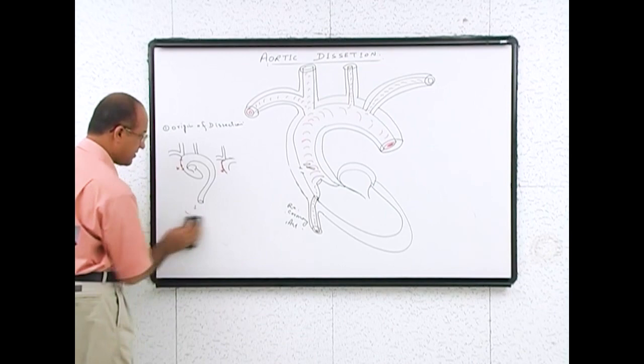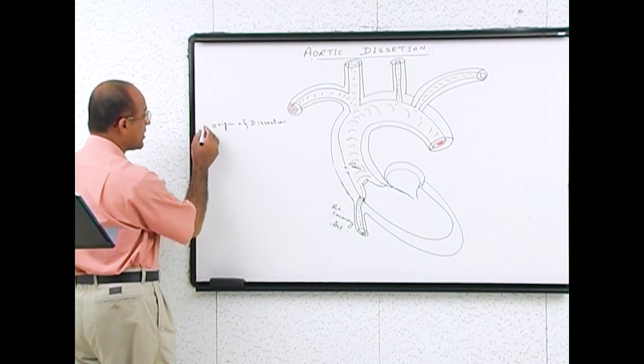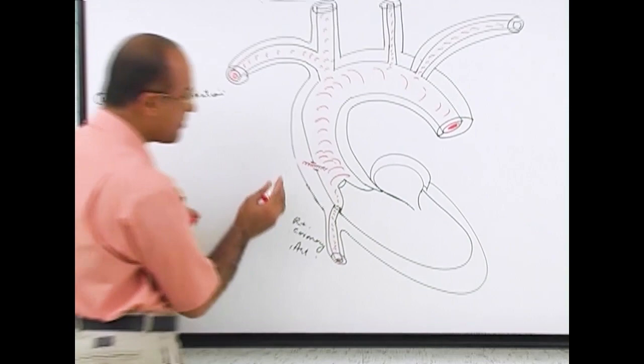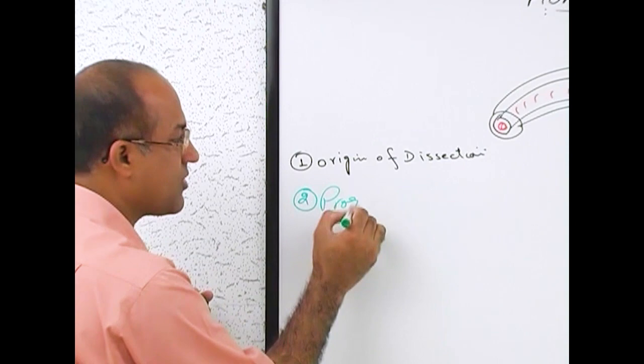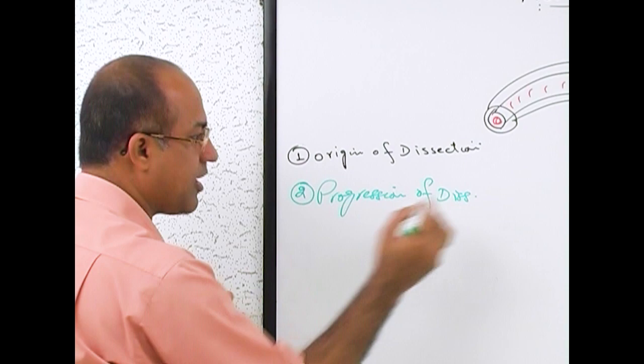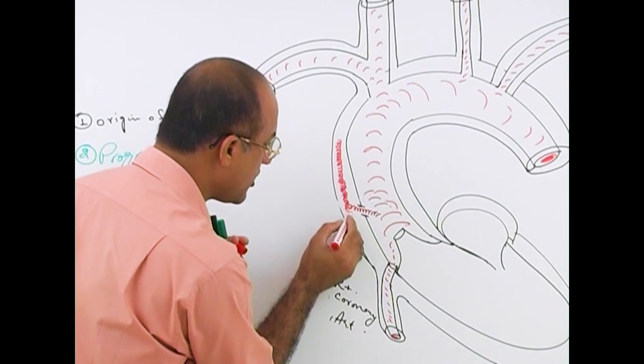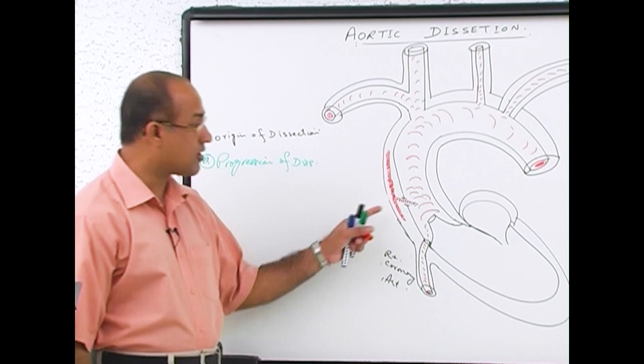Now, if it is clear, let's go into detail of the dissection process. I told you what the origin of dissection is. Let's suppose in our example the origin of dissection is here, and this is the dissecting hematoma which has entered here. From here, the next point is progression of dissection. Dissection may progress distally, or it may progress proximally. Now we'll see what the complications of proximal extension are.